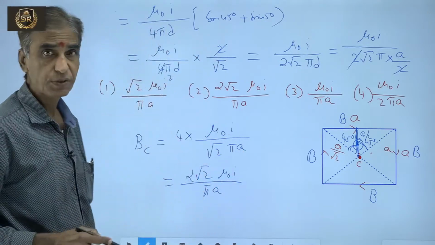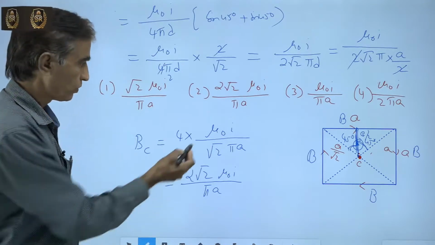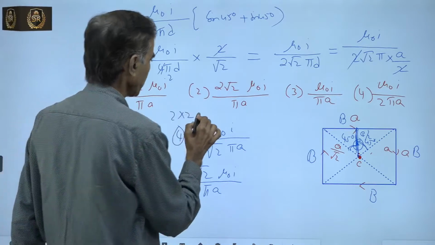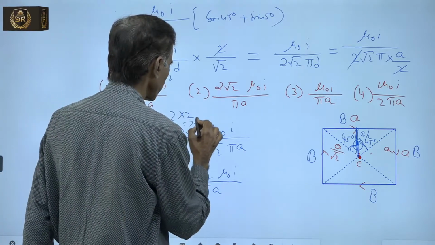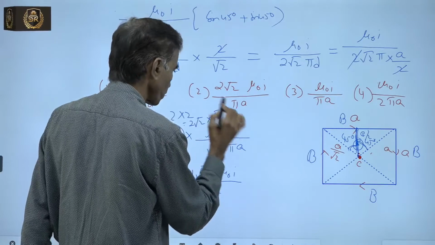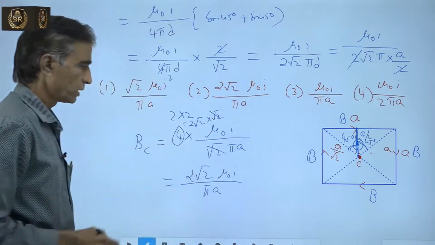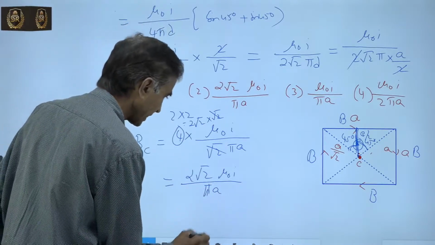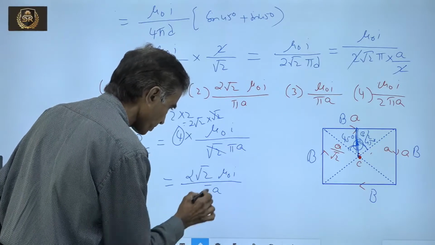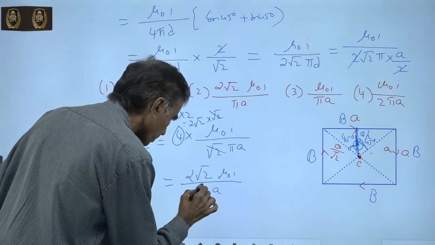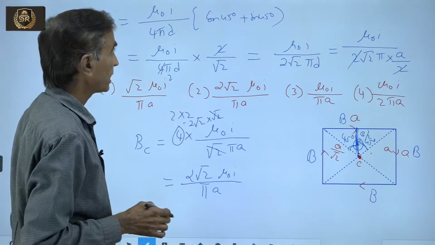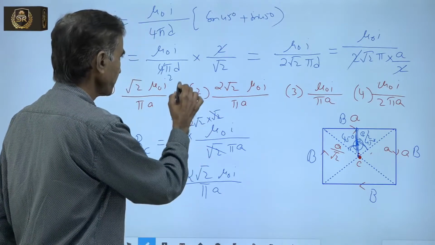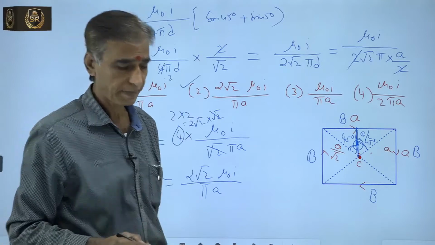So we can write 4 as 2 into 2, and 2 we can write as root 2 into root 2. So one root 2 has gone. Then we have 2 root 2 mu naught I by pi a. That is our answer. So what is our correct option? The correct option is 2 root 2 mu naught I by pi a. So the second option is correct.